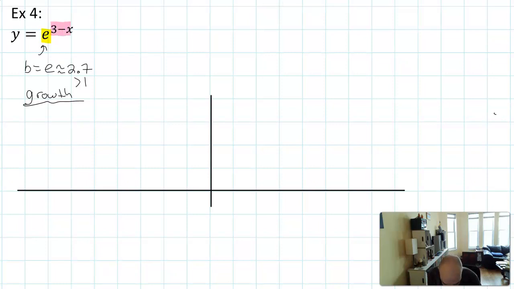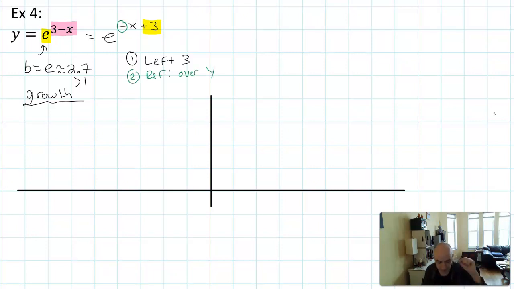However, the main trick here is we have 2 input transformations, 2 x transformations. So we can think about this as e to the negative x plus 3. Might be a more useful way to see it, although most books will give you it in 3 minus x form. And that helps us see what's going on. We would first do the plus 3. Remember the order we wrote? So that's going to go left 3. And then we'll deal with the negative. So that's going to reflect over y. So we're going to go left 3 and then reflect over y. And it has to be in that order to give us the correct result.